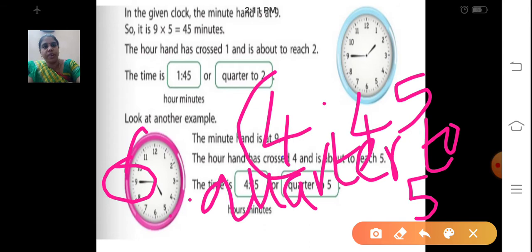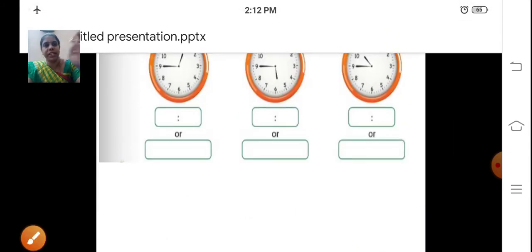Just see, you should not write 4. That is wrong, because it crossed fully 4 and it is going to be 5. So how many minutes is there to complete? 15 minutes is there to reach 5. So quarter to 5. 4:45 time is. How to write another way? Quarter to 5. Yes. Next one.